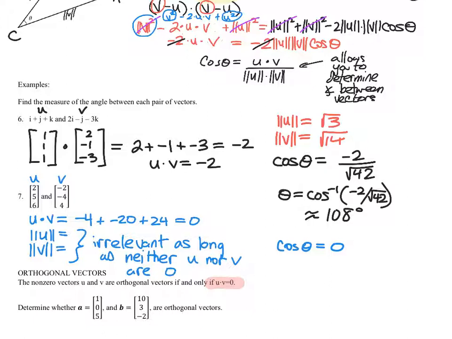But from this, we get the idea that, you pop it in your calculator if you want, but general knowledge of the unit circle, it's funny how that keeps coming up, tells us that theta would have to be 90 degrees or 270 degrees.